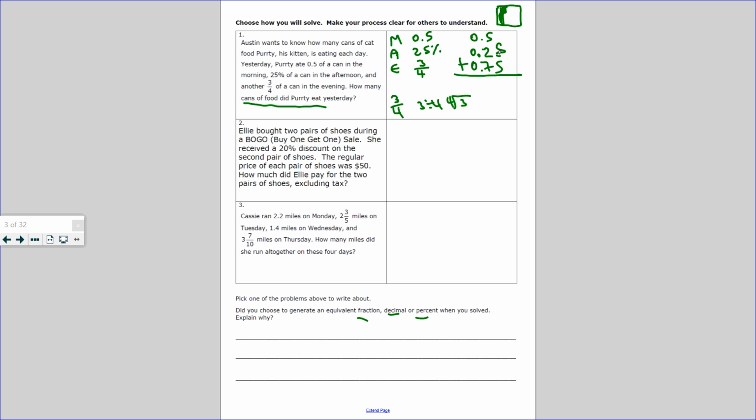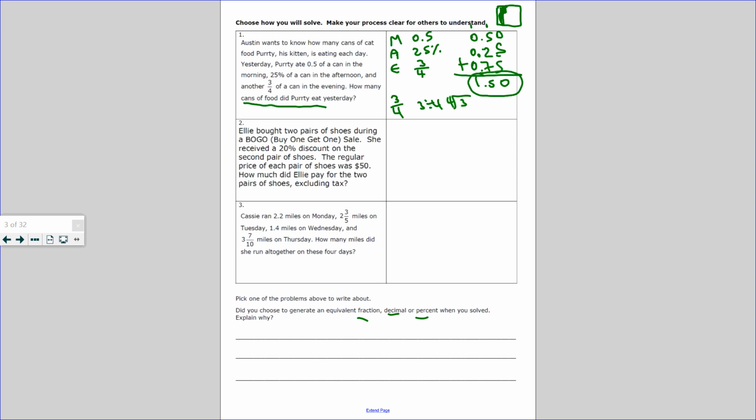So if you add this up, annex the 0 here, 10, carry the 1, 7 plus 1 is 8 plus 7 is 15, carry the 1. So that means the cat ate 1.5 cans or 150% cans of food. Or 3 halves, 1.5, 150%, or 1.50 hundredths.